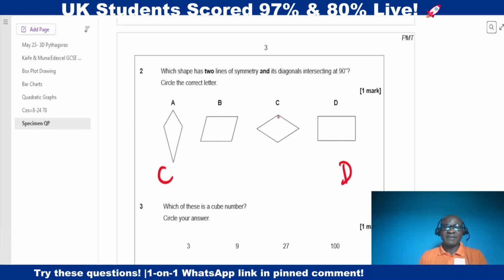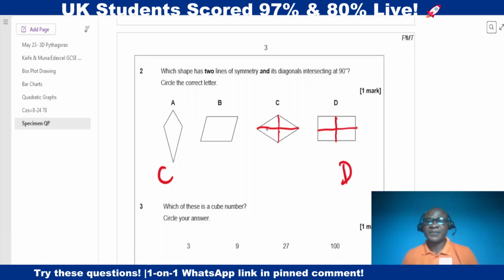So here, if we draw a line like this, the two sides will be equal. And if we also draw a line here, it will also make 2 sides. Then for Mona, if we draw here, we will make angle 90 at the center. Okay, and the diagonals. Okay, diagonals intersecting at 90.